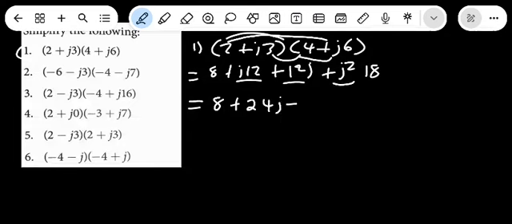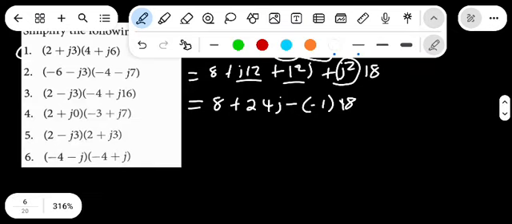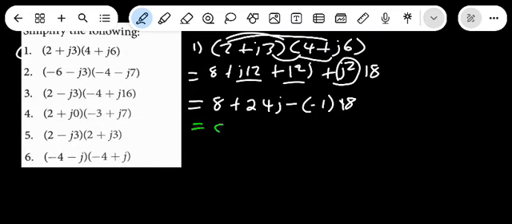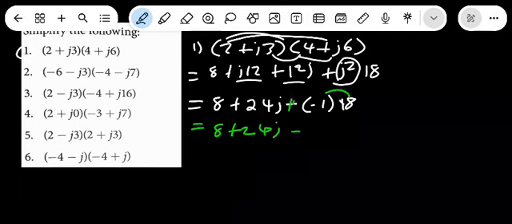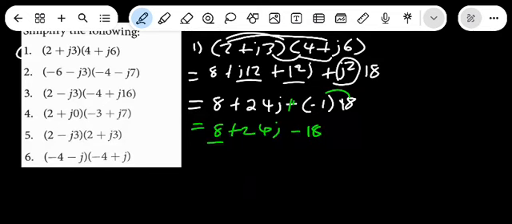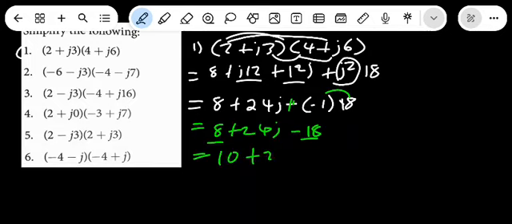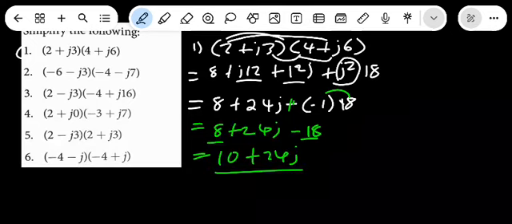minus, what will be that? j squared is the same as minus 1 multiplied by 18. So we have positive 8, and this will be negative 18. You add the real part with the real part, and the imaginary with the imaginary. So here we have minus 10 plus 24j. That is what you have.